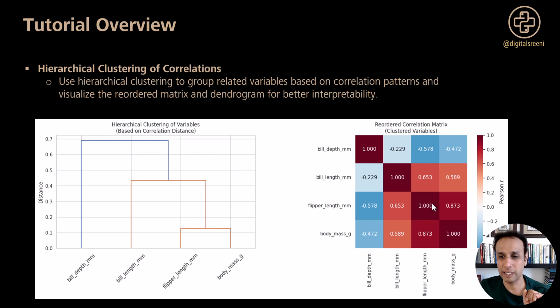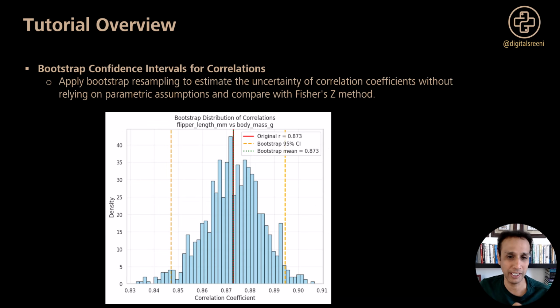And of course, this is a plot of a reordered correlation matrix, which is basically the same correlation matrix we saw in the last tutorial, except we reordered it to put the correlated ones close by, based on this clustering. So at the bottom right, you see more red, and as you go out, you see less red, meaning less correlated. That makes visualization easy. And we'll also look at bootstrap confidence intervals for correlations.